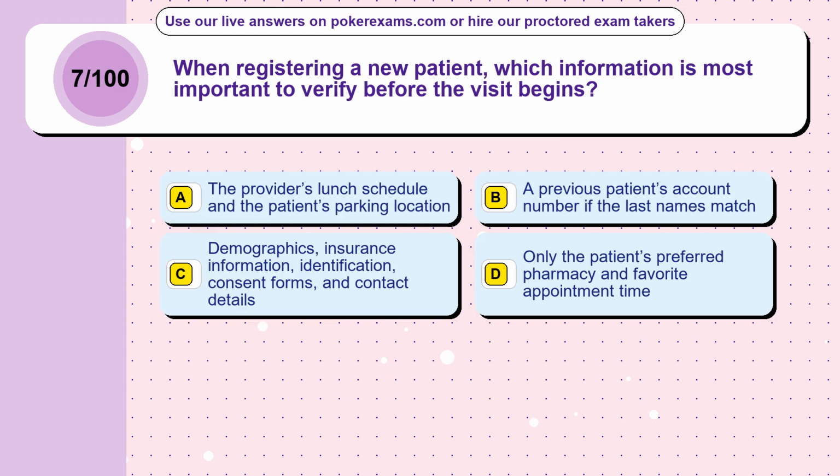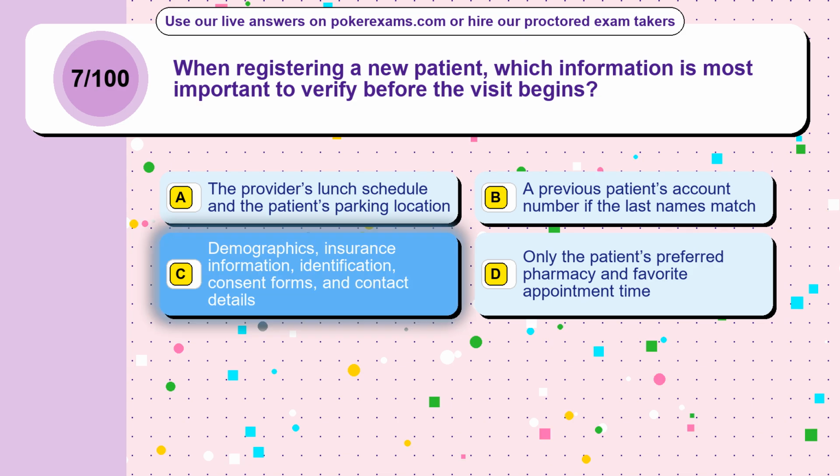Question 7. When registering a new patient, which information is most important to verify before the visit begins? Option A. The provider's lunch schedule and the patient's parking location. Option B. A previous patient's account number if the last names match. Option C. Demographics, insurance information, identification, consent forms, and contact details. Option D. Only the patient's preferred pharmacy and favorite appointment time.